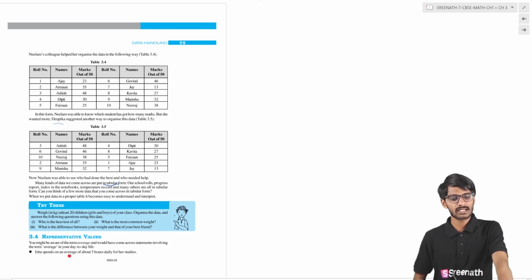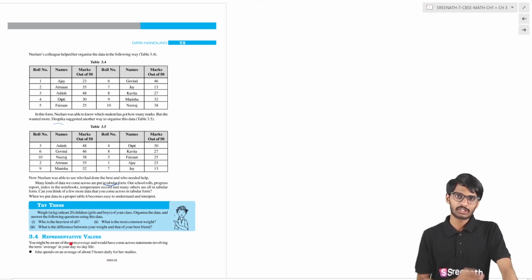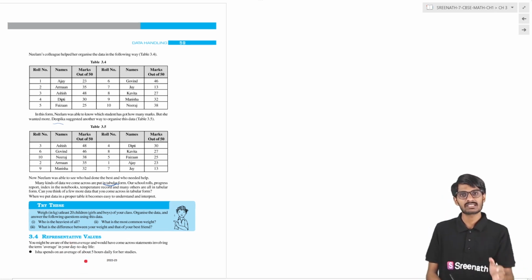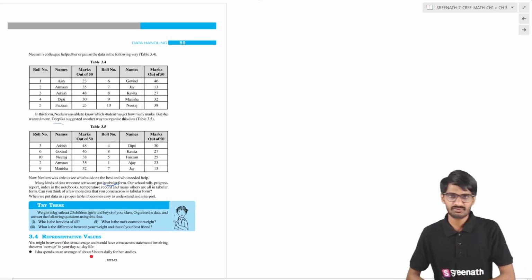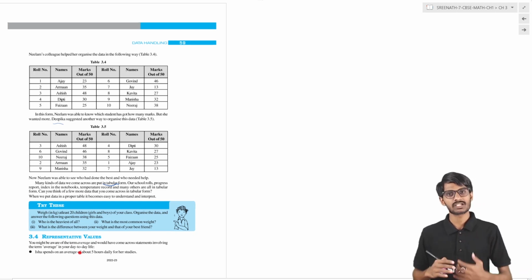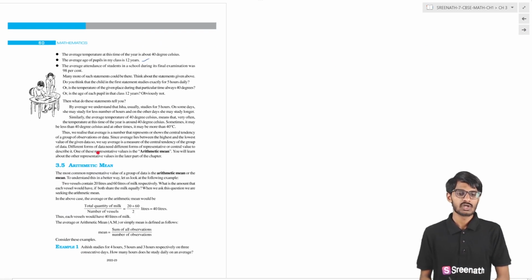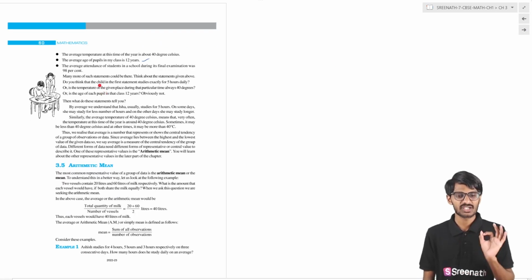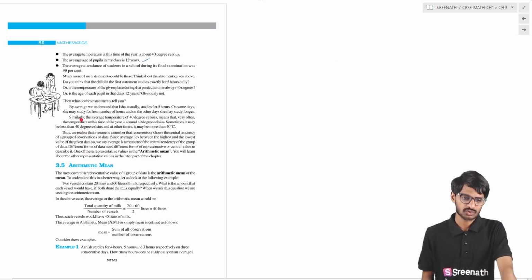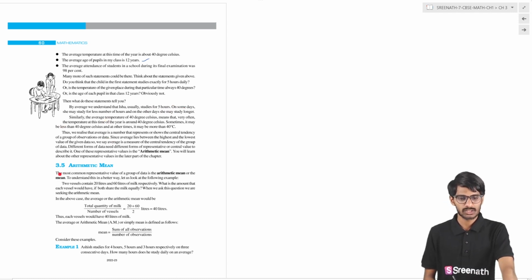Isha spends on average about 5 hours daily on her studies. Does it mean she studies continuously 5 hours a day, every day? No, some days she may study less than 5 hours, some days she may study more than 5 hours. But it is the average value, students. That is the meaning of that statement. By average we understand that Isha usually studies for 5 hours. On some days she may study less, on some days more, students.